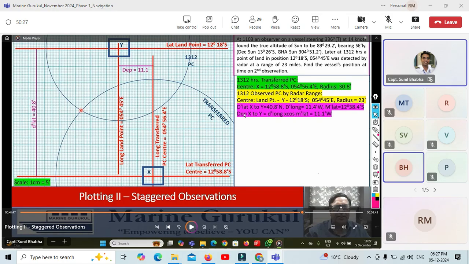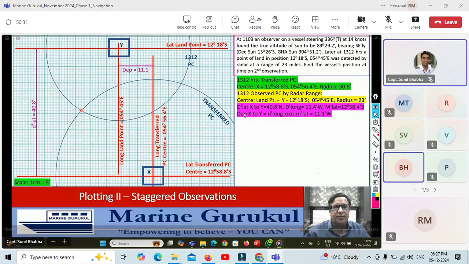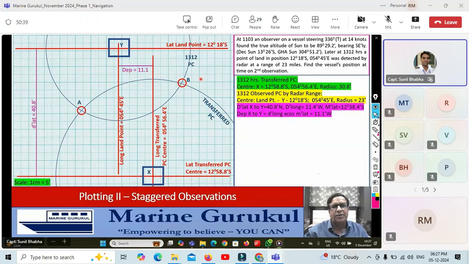Exactly, that's right. Intersecting at this point here, which we can call as A, and it's also intersecting at this point, which we can call as B. That means in this case, the vessel could be either at position A or position B.